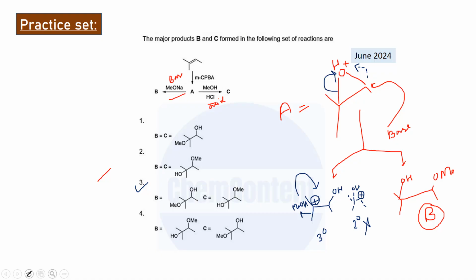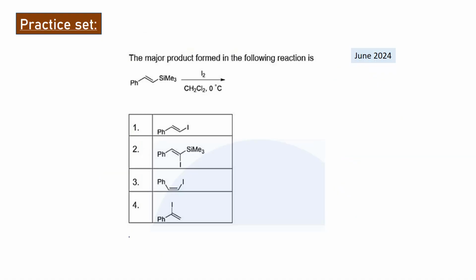So the correct option is not option 3. The correct option is option 4. So this is our B, this is our C. Okay, the correct option is option 4. Let's go to the next question.